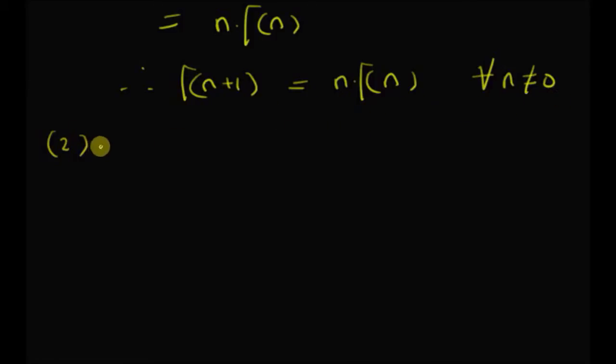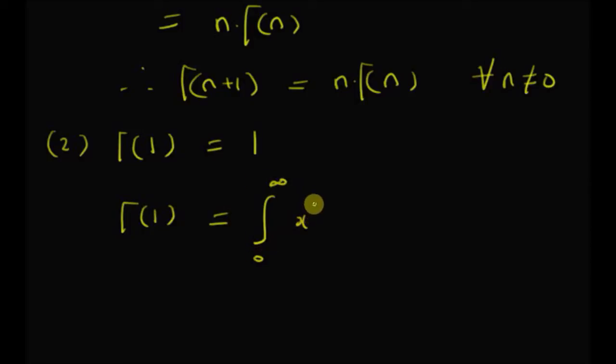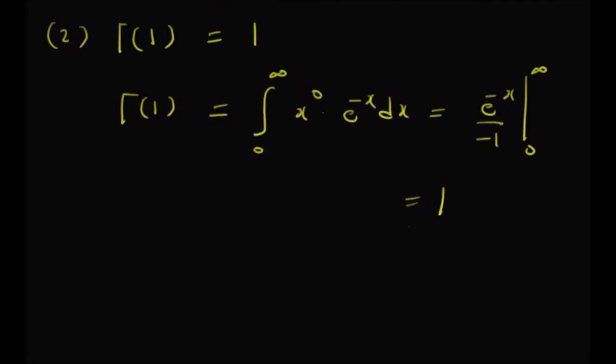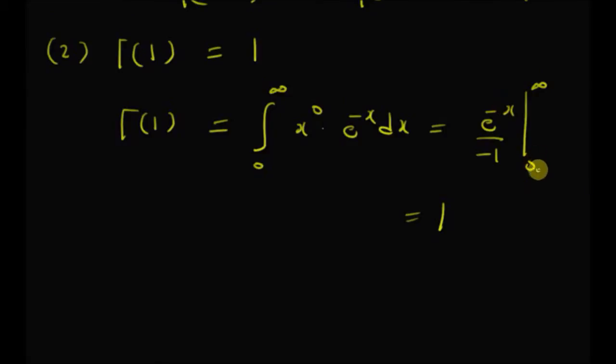The second property is gamma of 1 is equal to 1. This can be simply verified by using the definition of the gamma function: integral from 0 to infinity of x power 0 e power minus x dx, which is e power minus x over minus 1, with limits 0 and infinity, which is clearly equal to 1. Because for x equal to infinity, this is 0, and for x equal to 0, this is e power 0, which is 1, and we have minus 1 here, and this is the second limit, so this should be equal to 1.